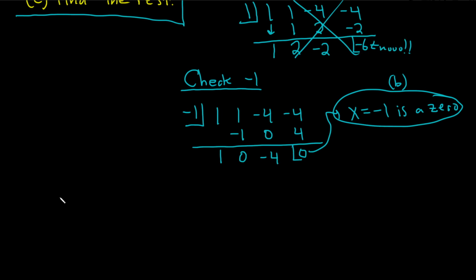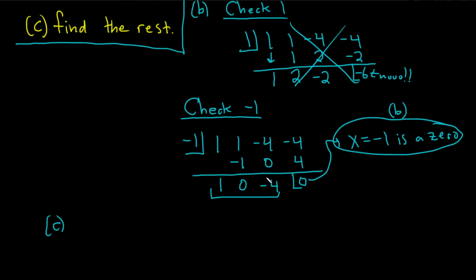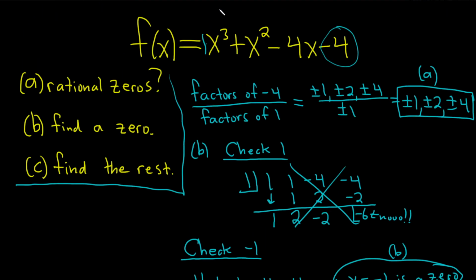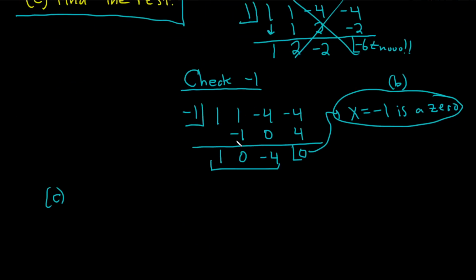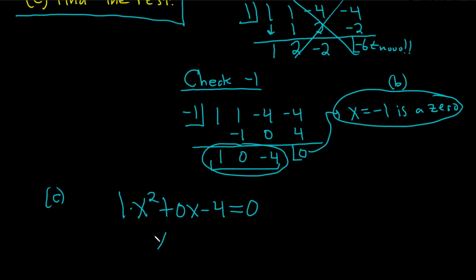For part C, all we have to do is use this. We started with a cubic function, so now it's always going to be 1 less. Now it's quadratic, so it's 2. So basically you take these as your coefficients: 1 times x squared plus 0x minus 4. You just take this and set it equal to 0 every time. It's always 1 less, so if that was a 5 up there, this would be a 4. So here we have x squared minus 4 equal to 0.